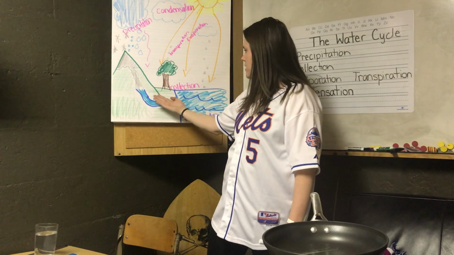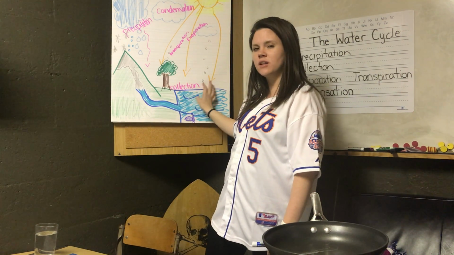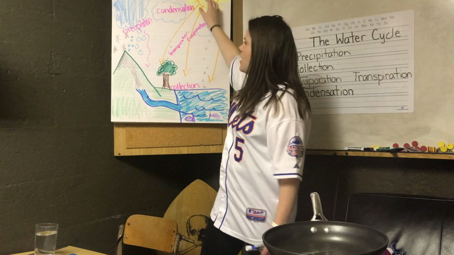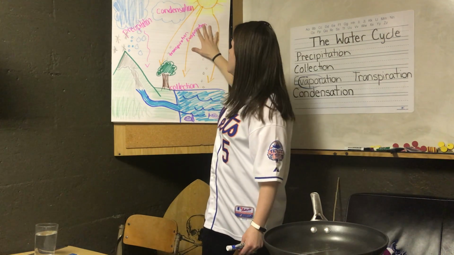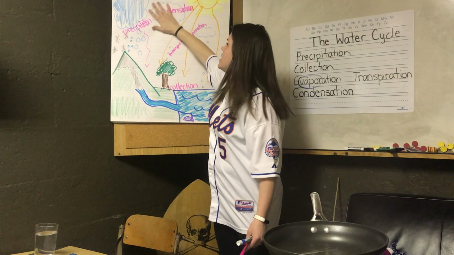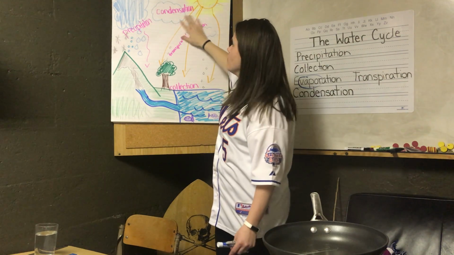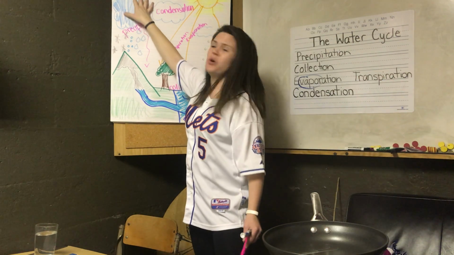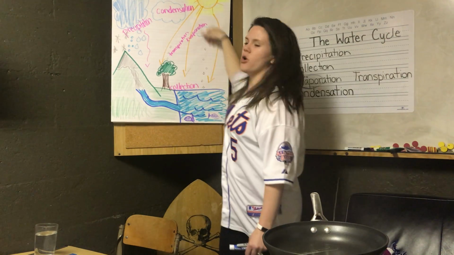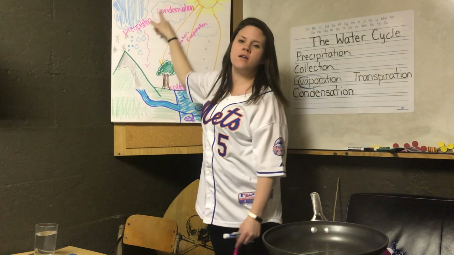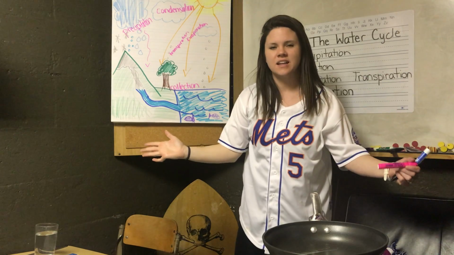And when it's there again, it's collection. It's getting collected all over again. And then the sun starts to heat it up, and it transpires and evaporates again until it cools off and becomes clouds again, and it's in condensation until there's too much that the air can't hold it anymore, and it's precipitation. And the cycle goes on and on and on.